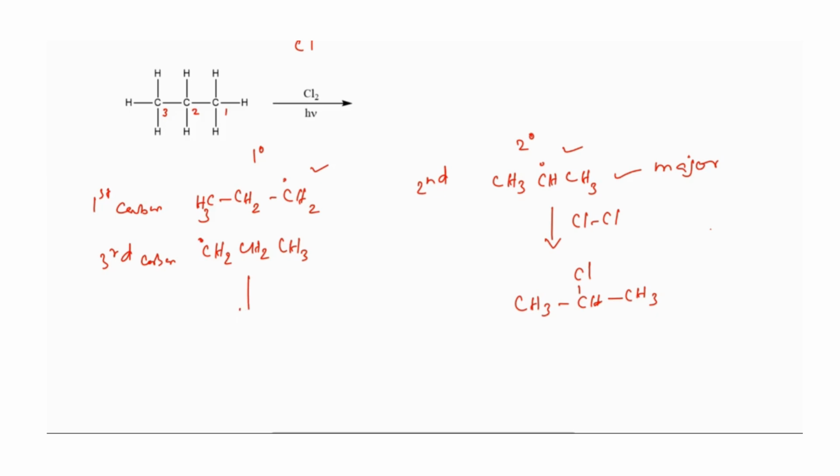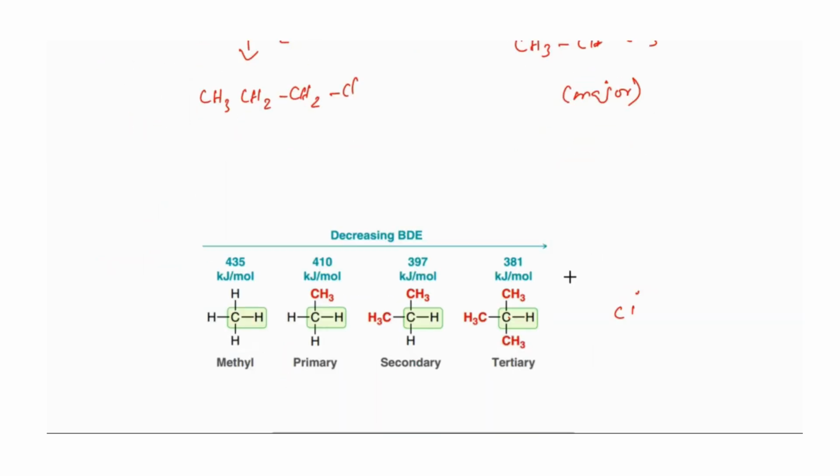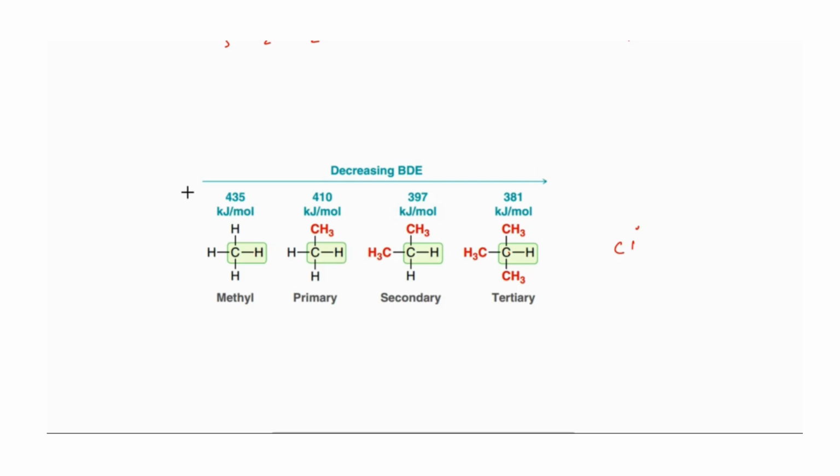But here, either of these, we will get it like this. This is 1-chloropropane and this is 2-chloropropane. So this will always be the major form. Why do we get this one as the major form? This is the reason. The first reason I told you is that the bond dissociation energy required for the secondary hydrogen is very less. That's why this will form in the major amount.